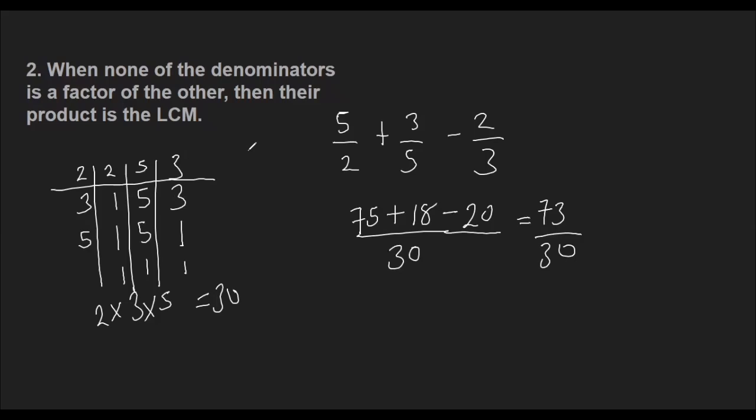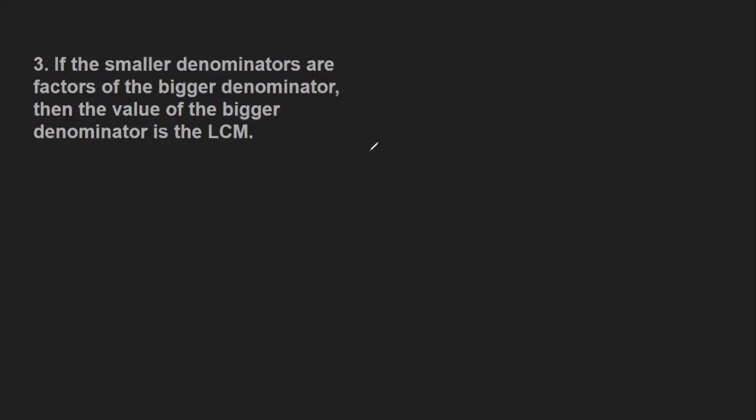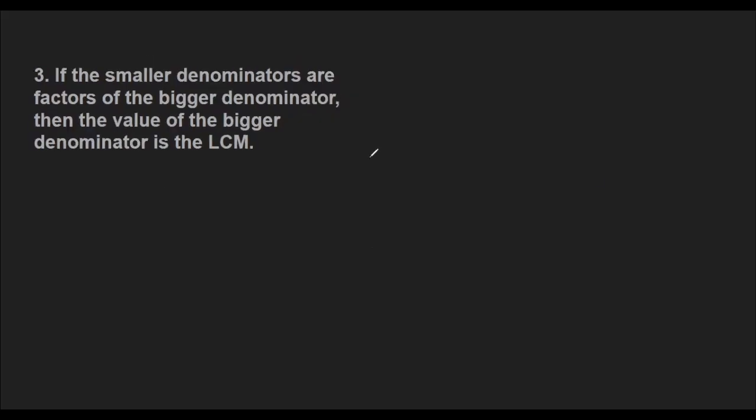Let's consider it now. Here's the third shortcut, and it says that if the smaller denominators are factors of the bigger denominator, then the value of the bigger denominator is the LCM. If the smaller denominators are factors of the bigger denominator, then the value of the bigger denominator is the LCM. Let's consider an example in this respect. Let's say we have the fraction 3 over 2 plus 4 over 8, and we want to simplify this. We all know that we need to first get the LCM. But in getting this LCM, what's the shortcut here?